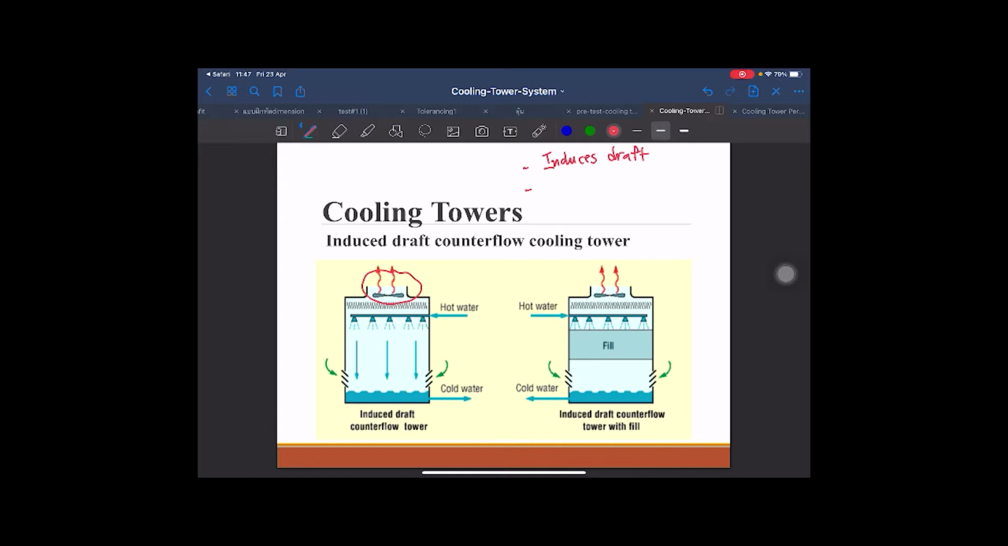The second type is what we call forced draft. In the forced draft, the blower or the fan is installed at the air intake, and the fan forces the air into the tower.